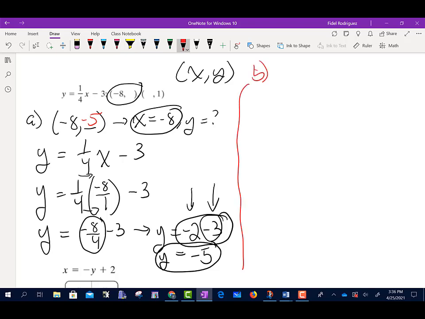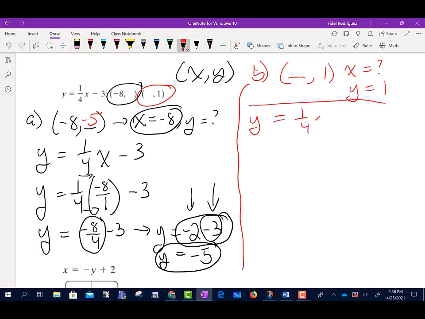I'm going to do my part B, which is this piece right here. So this is a blank and a 1, which again tells me I don't know the value of x, but we do know that the value of y is equal to 1. So when I look at my equation, which is y equals 1/4x minus 3, wherever we have a y, we're going to put the number 1.